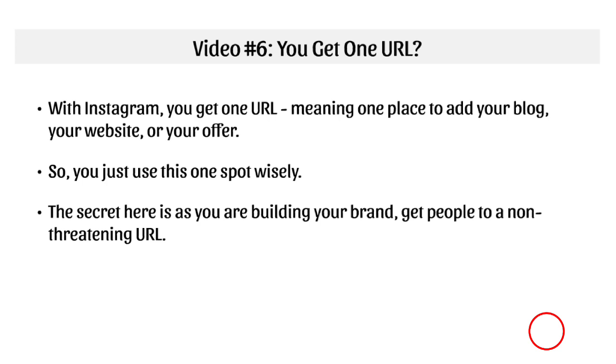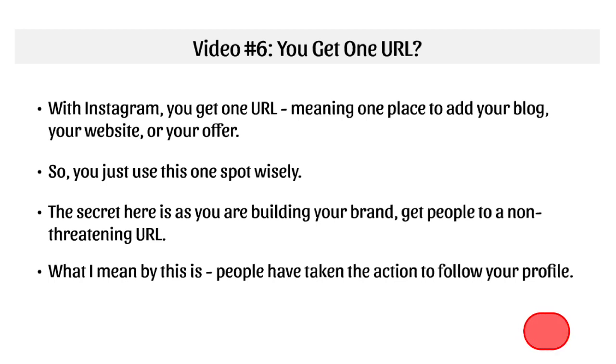Now, the secret here is because you're trying to build your brand and your lifestyle, the ideal place to direct them to is just your website, which could be your WordPress site. And on your WordPress site, you have your blog, your website, and your offers all on that particular site. Because you're building a brand and a lifestyle, you still want to brand yourself. You don't usually want to just direct people to a sales page.